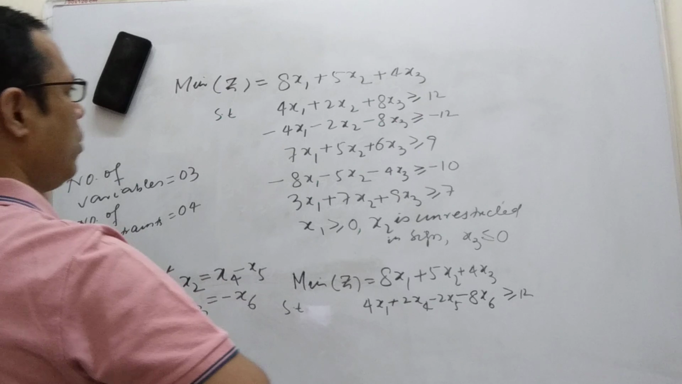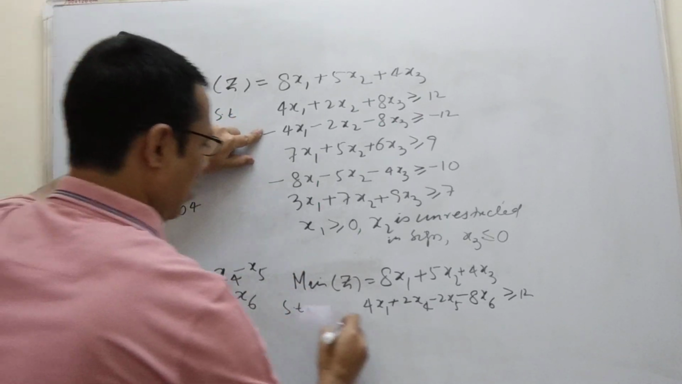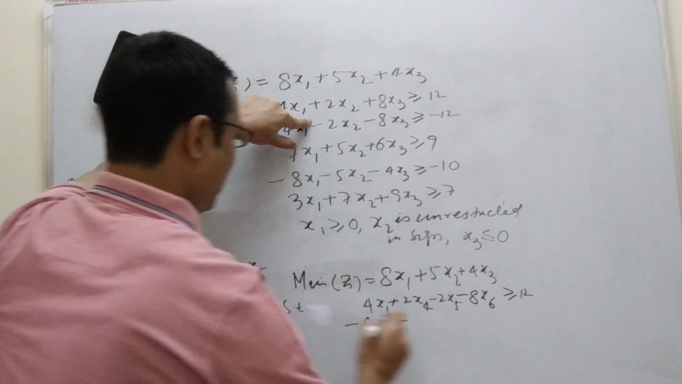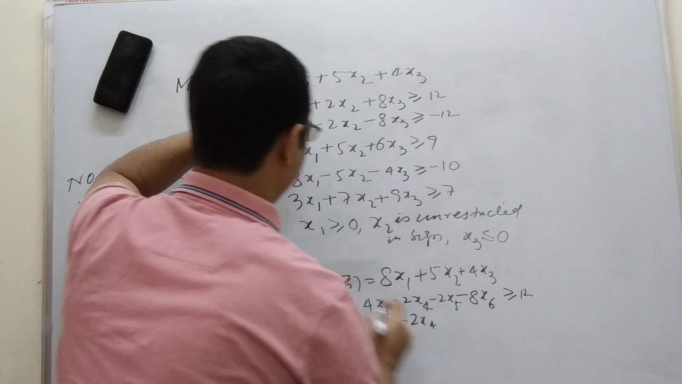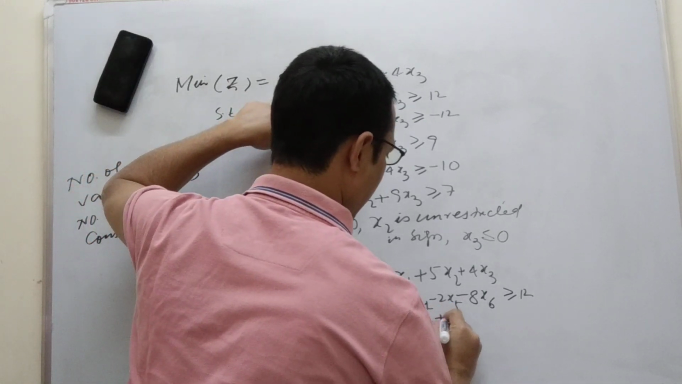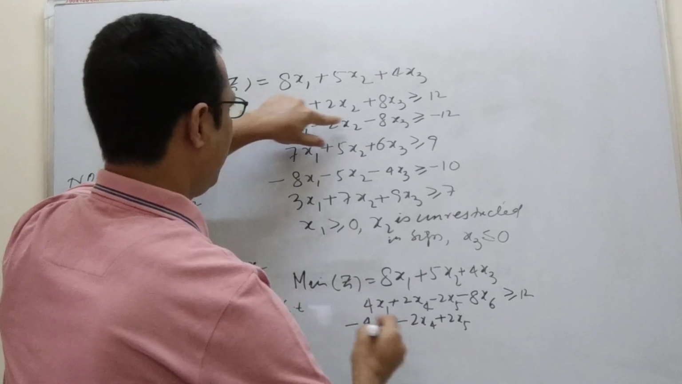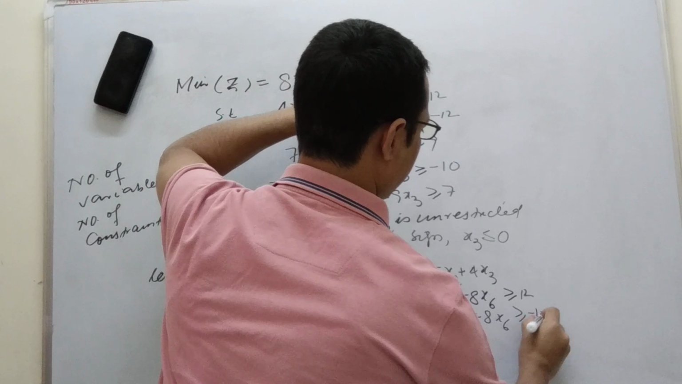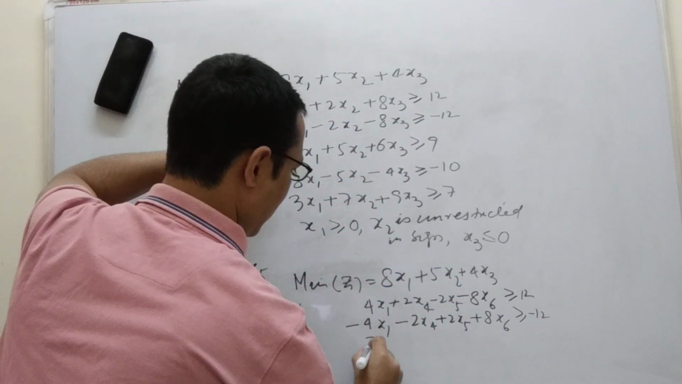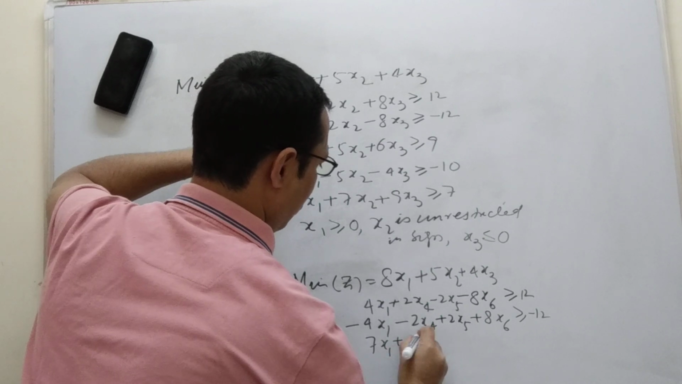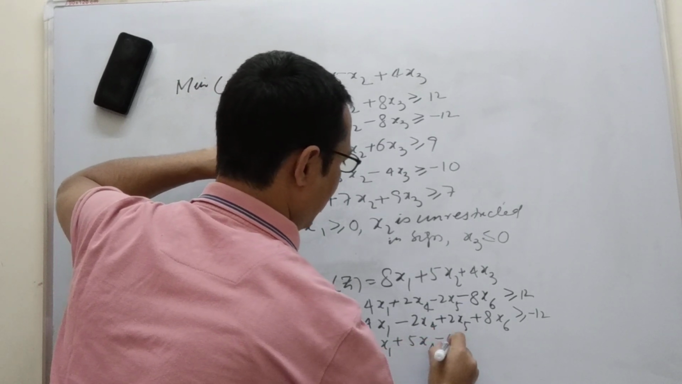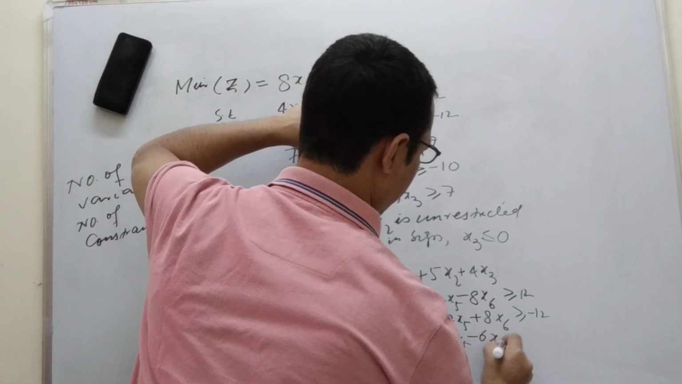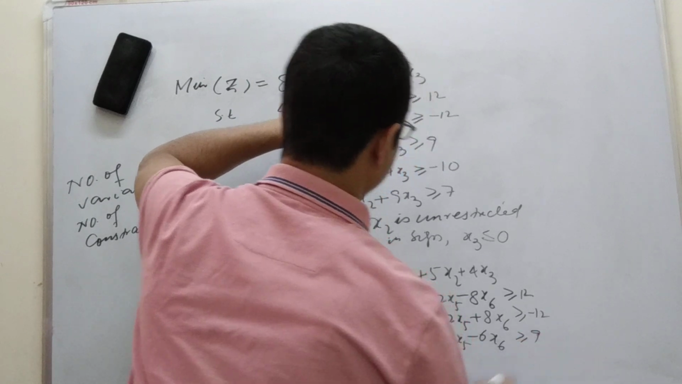In this way I am going to change all these constraints. So here I have minus 4x1, minus 2x4 plus 2x5, plus 8 x6. This will give in this form 7x1 plus 5x4 minus 5x5, and at the place of x2, minus 6 x6 greater than or equal to 9.